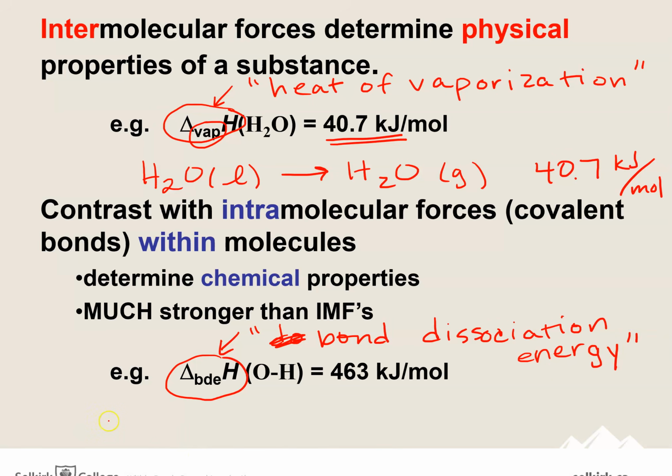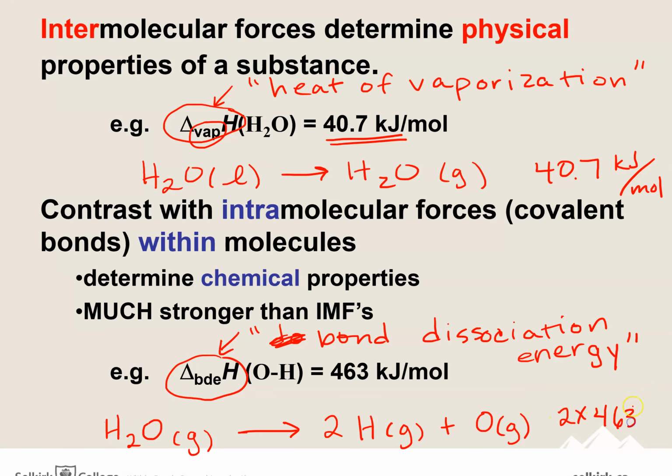So what that energy is telling me, if I wanted to take a water molecule, and it's defined for the gas phase, not to worry about that, and break it into two hydrogen atoms and an oxygen atom, I would have to break two oxygen-hydrogen bonds, 2 times 463 kilojoules per mole, or a total of 926 kilojoules per mole.